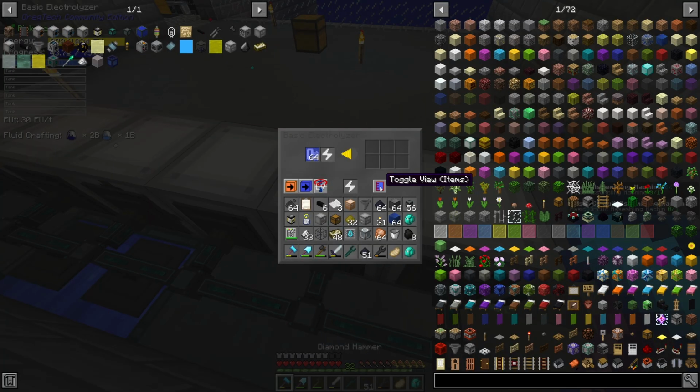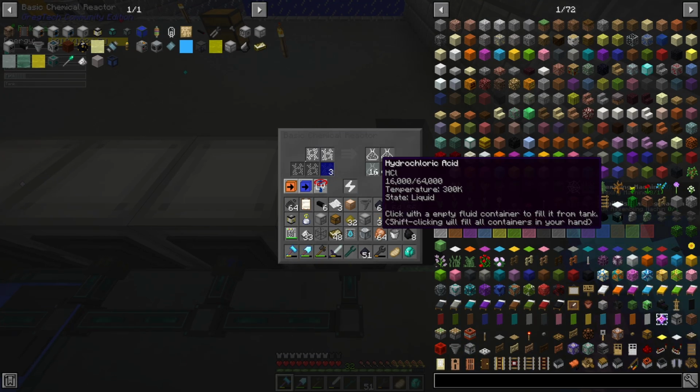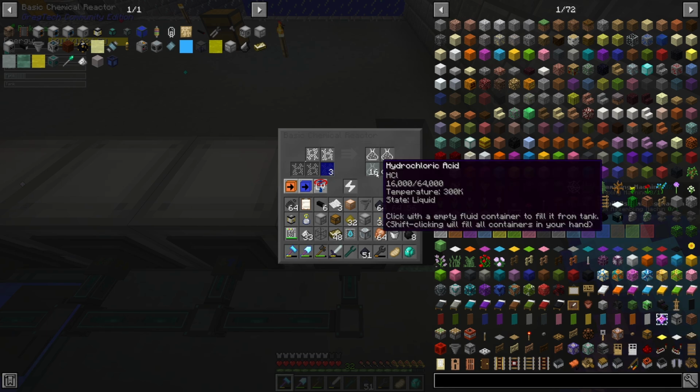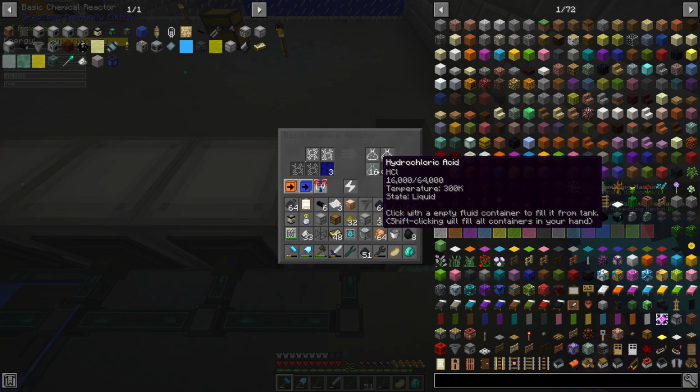Okay, let's make sure everything's going. This is electrolyzing. This is getting hydrogen. And it used all the chlorine already, but that's okay. This should loop.